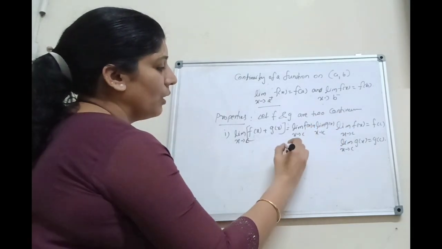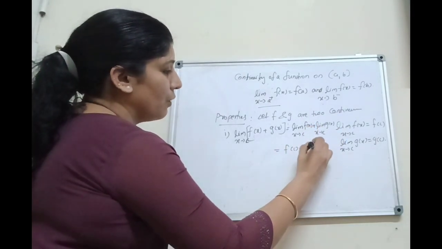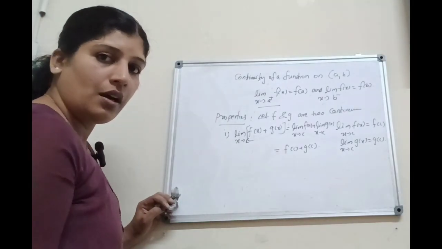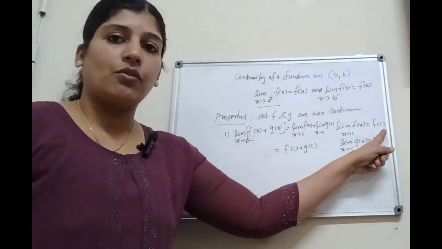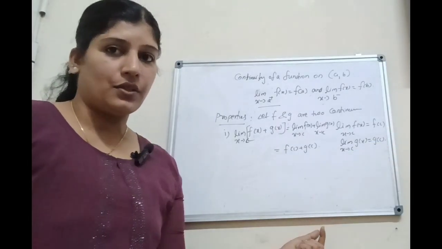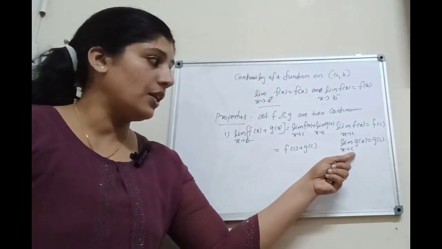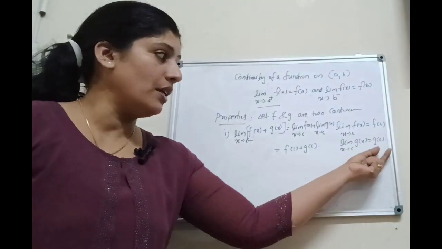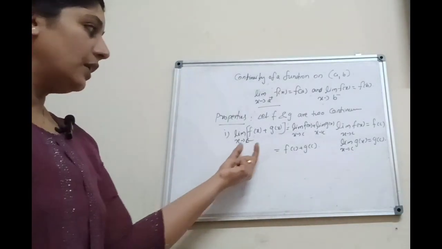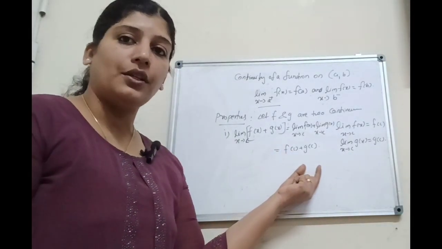That is equal to what? f of c plus g of c. It is a continuous function. That means here limit x tends to c f of x equal to f of c exists. Therefore, the function is continuous at the point c. And limit x tends to c g of x equal to g of c. That means the function is continuous at the point c. Then the sum of these two continuous functions is again continuous.